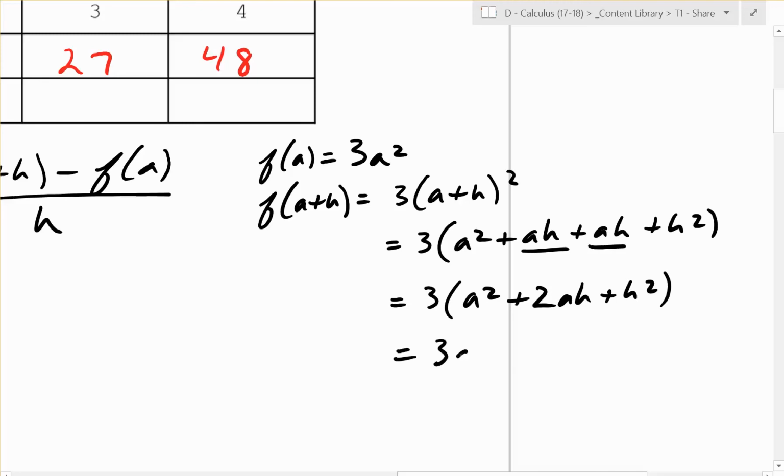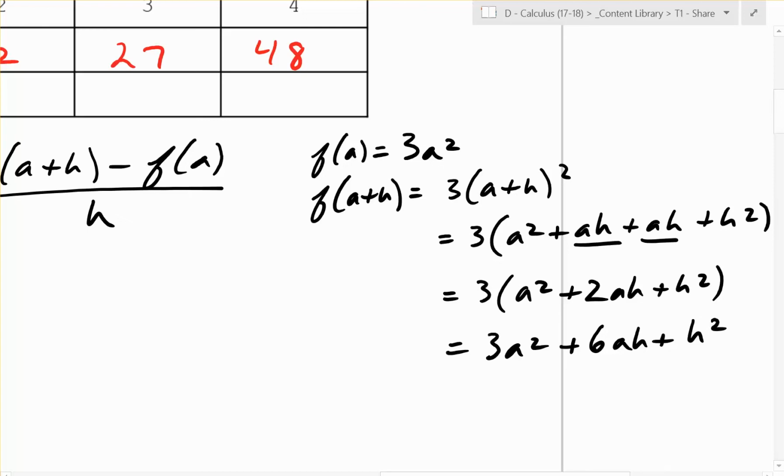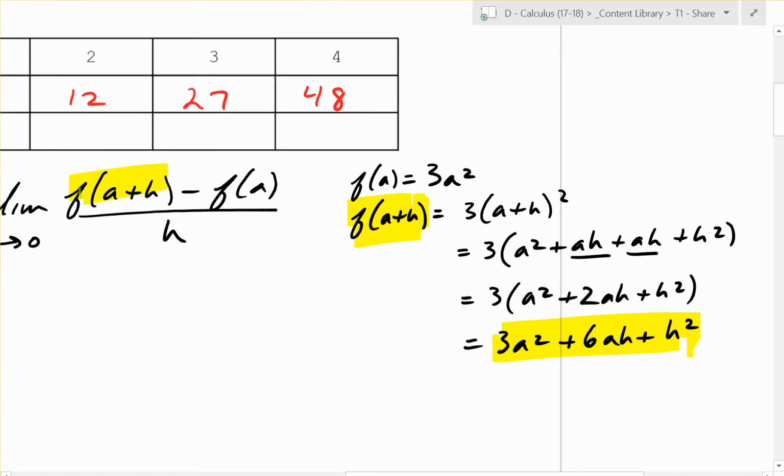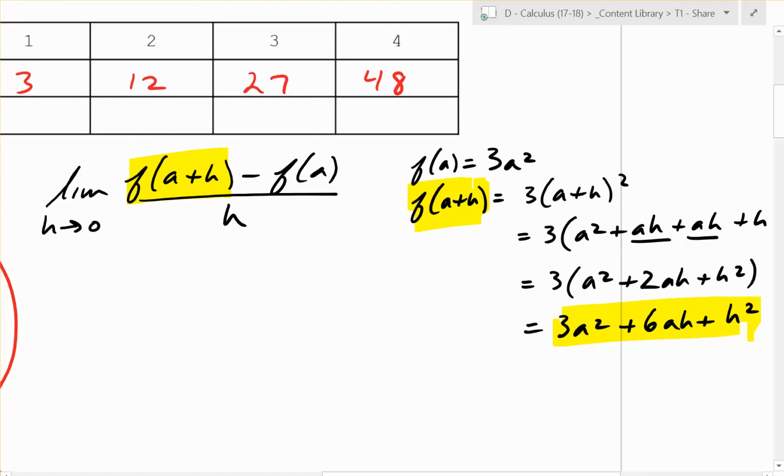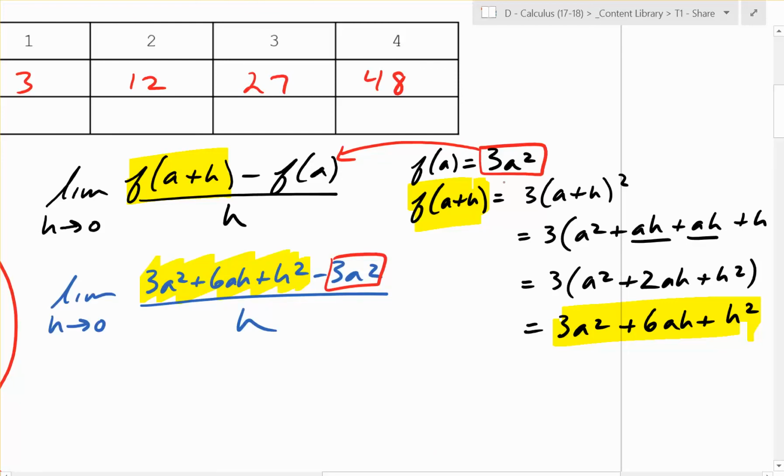You end up with 3a squared plus 12ah... plus 6ah plus h squared. Now keep in mind that this is the function evaluated at a plus h, which is right there. And we also found out that f of a is 3a squared, so that goes right there. So if we plug this all in, we end up with that. So again, this went there, and the yellow is all the same right there.